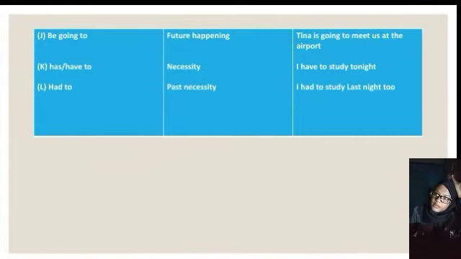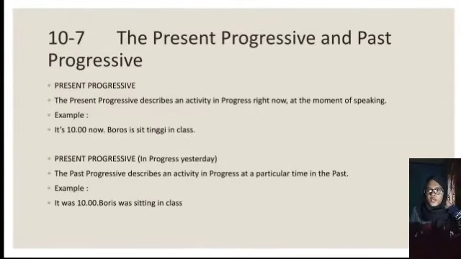Next, there is the present progressive and the past progressive. The present progressive describes an activity in progress right now at the moment of speaking. An example is it's 10 now. Boris is sitting in class. And the past progressive describes an activity in progress at a particular time in the past. The example is it was 10. Boris was sitting in class.